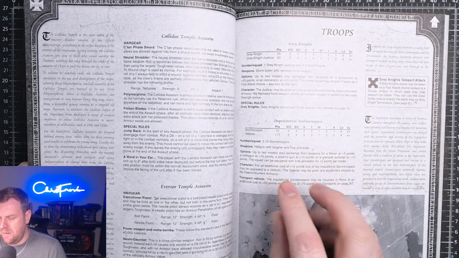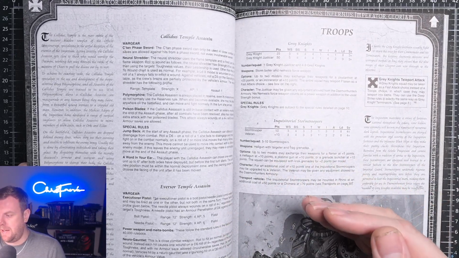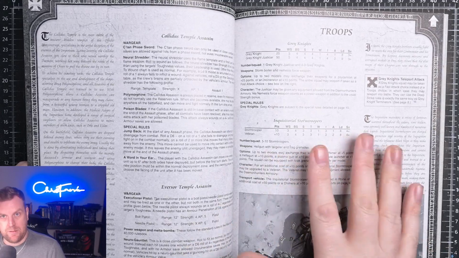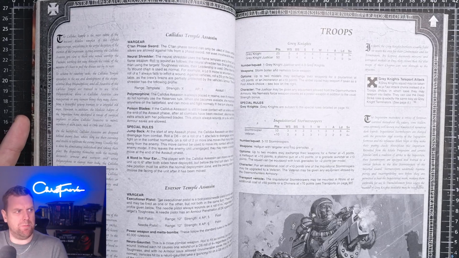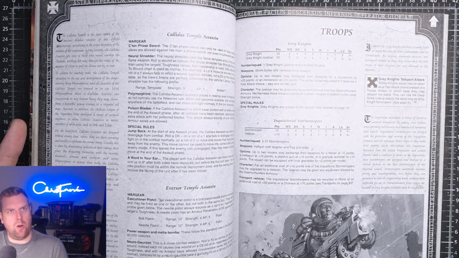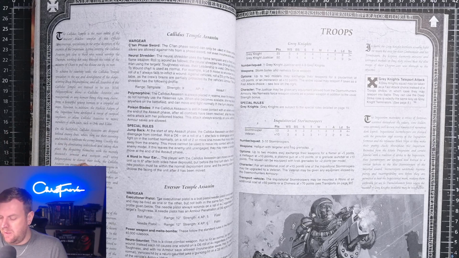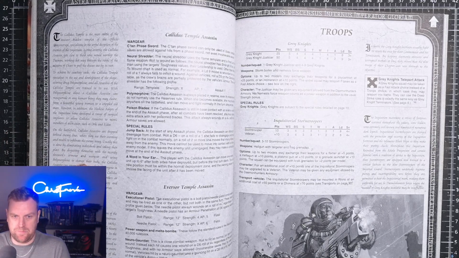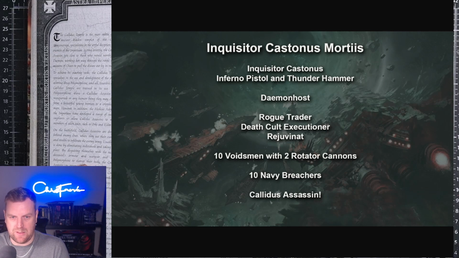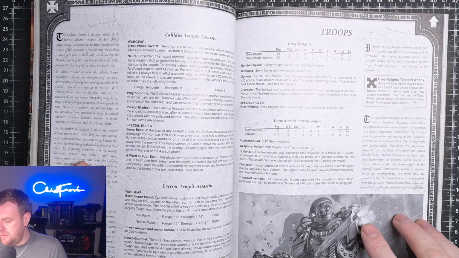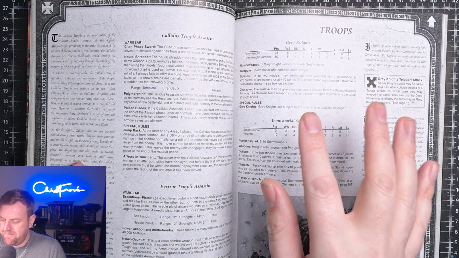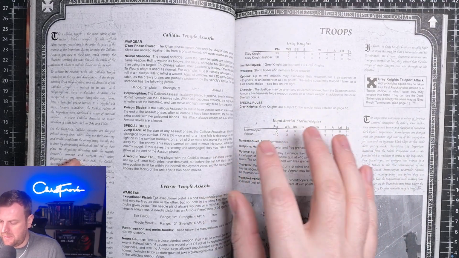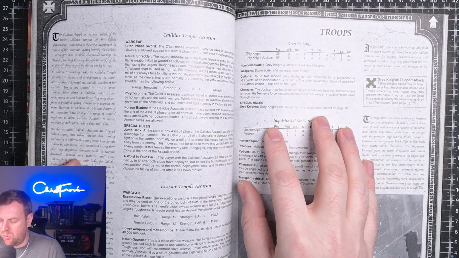Now in the official rules at the moment, you can have Acolytes, and that's pretty much it. You can also take some Navy Breachers and Voidsmen, but not if you take an Inquisitor. I believe that's right, which is where my little roster kind of comes in and just bends the rules a little bit. So what I'm trying to do is think about what an inquisitorial retinue might look like, and how to bring those rules into fruition.